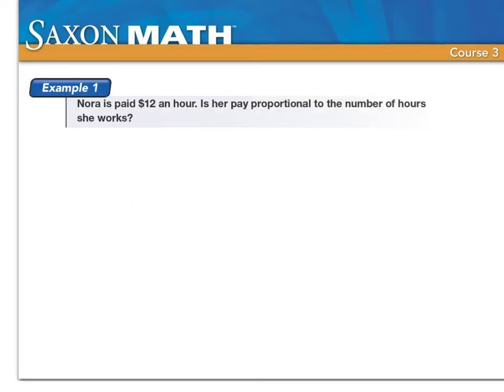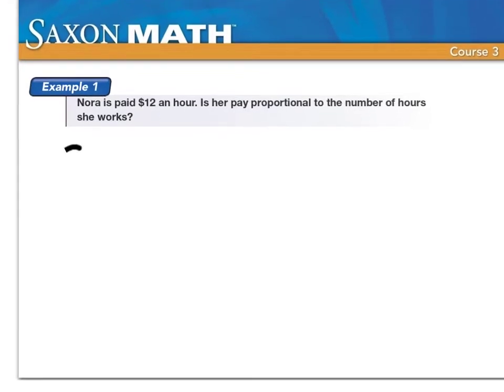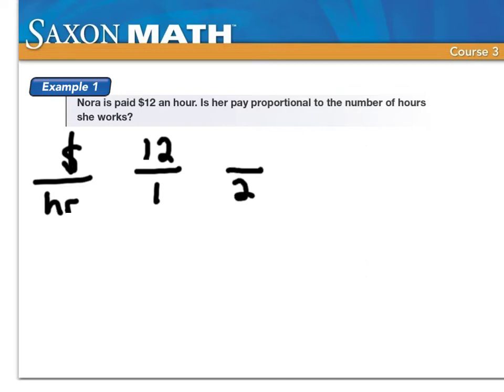Example 1 says Nora is paid $12 an hour. We want to know, is her pay proportional to the number of hours she works? Well, we know that she gets some number of dollars for every hour she works. $12 an hour is $12 for every 1 hour she works. So if she works 2 hours, she's going to get $24. And if she works 3 hours, she's going to get another $12, so she's going to get $36.